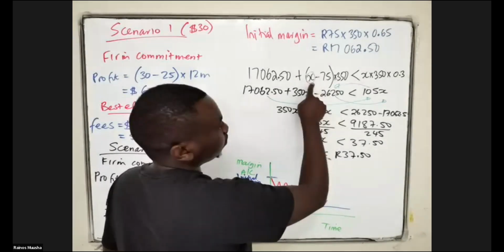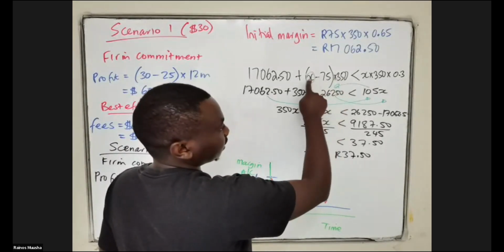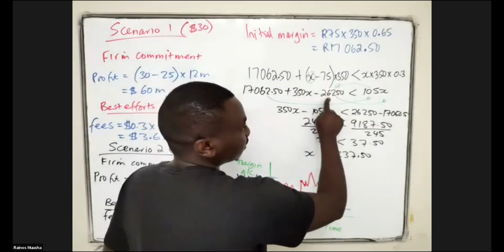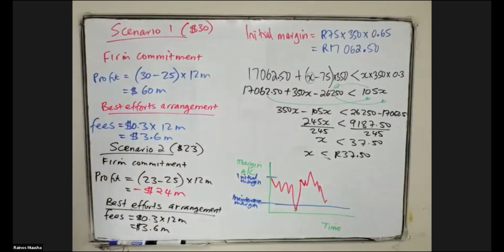Linus, where did you get the 26250? It came from here, because remember we said 350 times x is 350x, 350 times 75, and we got 26,250. Okay.